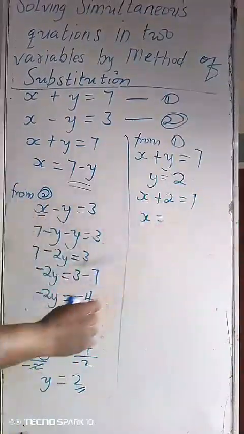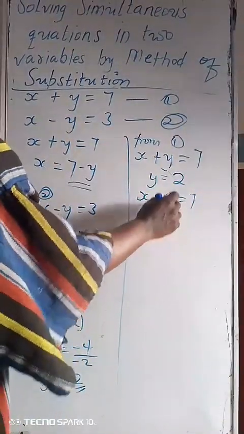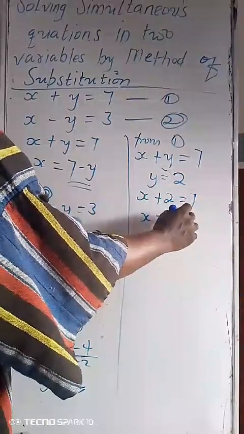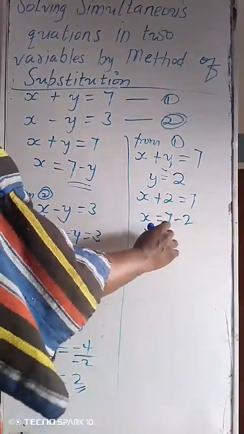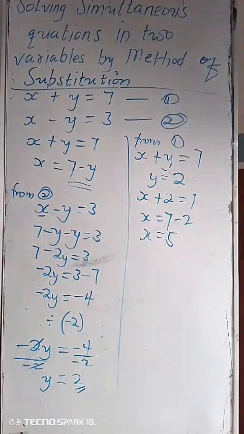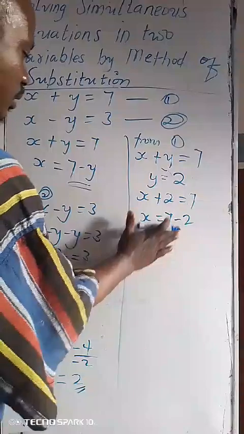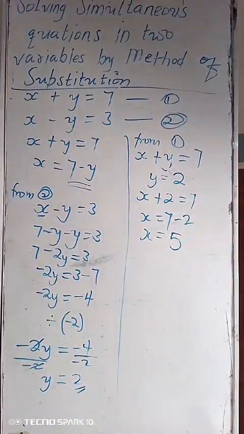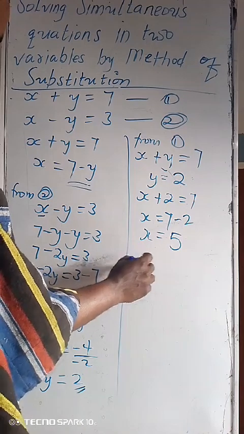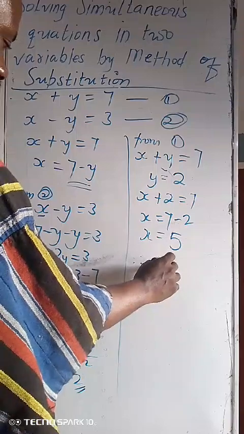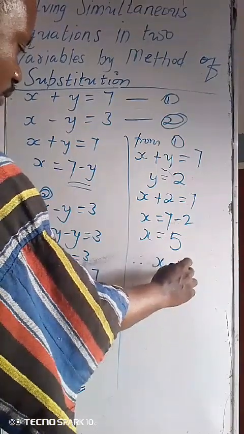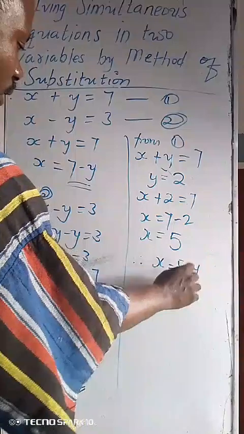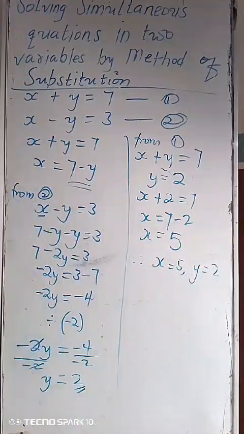Now to group like terms, the 7 here is positive, the inverse will be negative. Now my x will be 7 minus 2, which will give us 5. So I can now conclude that my x is equal to 5, whilst my y is equal to 2.